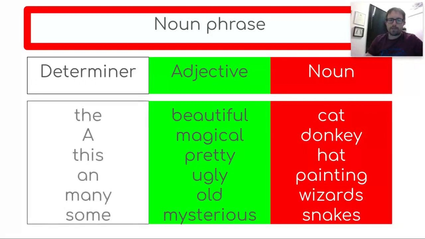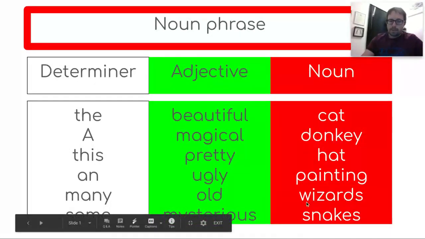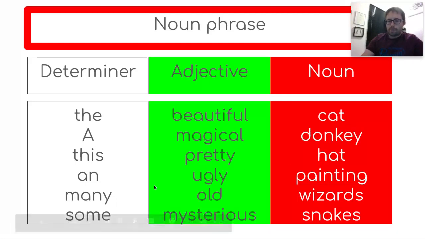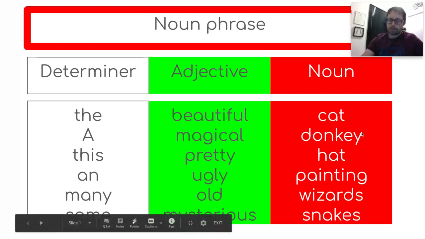So if we have a look across here, some possibilities are the, this, many, some. There is going to be an attached list of determiners around, just to give you a reminder. But there are quite a lot of them, and when we put them together, they start making a noun phrase. So the beautiful cat, a magical donkey, this pretty hat, an ugly painting, many old wizards, and some mysterious snakes. Now, these last two suggest that there's a group, so many old wizards. So many old cat doesn't quite work because it's not a plural, but we have many old cats if we made it into a plural. So that's something worth remembering.